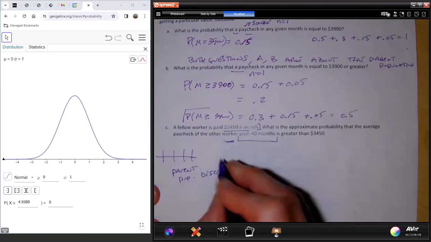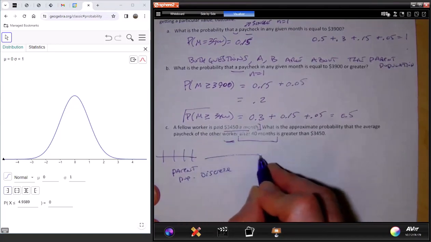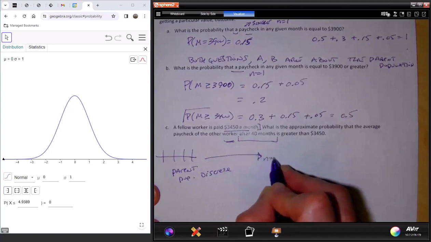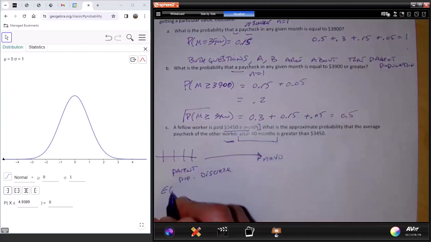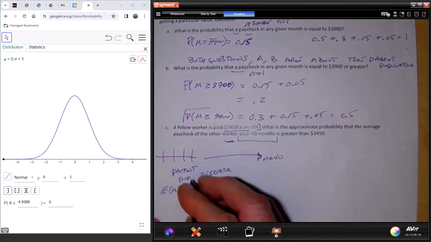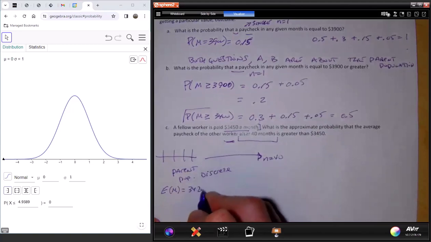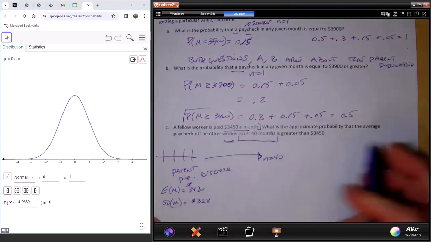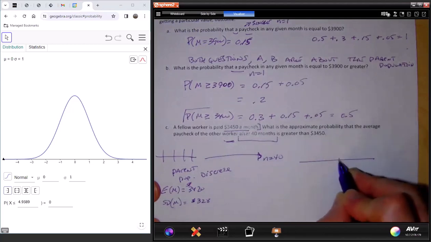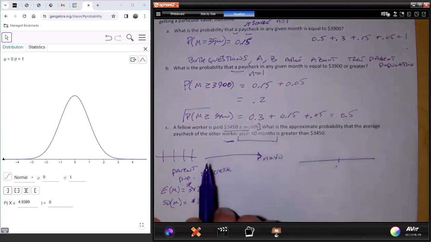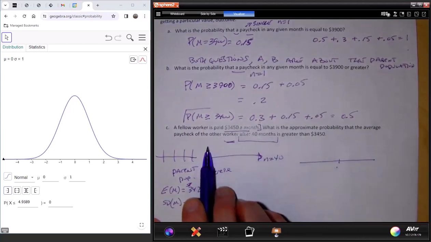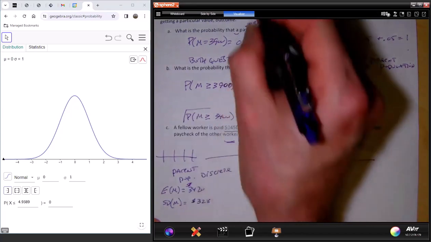And what are we doing? We're sampling 40 of these numbers. And the mean of this population happens to be 3,420, and the standard deviation happens to be 328. Okay, so now we're sampling 40. Well, how are they getting paid? Using a random number. Somehow they're getting paid randomly.